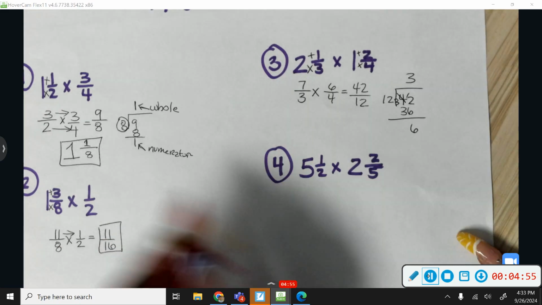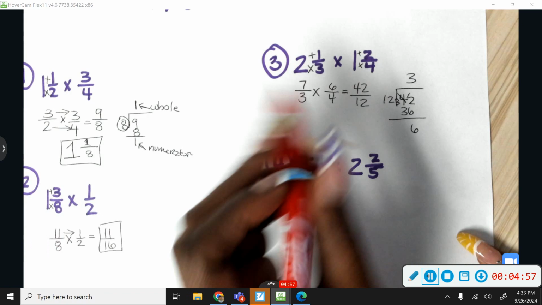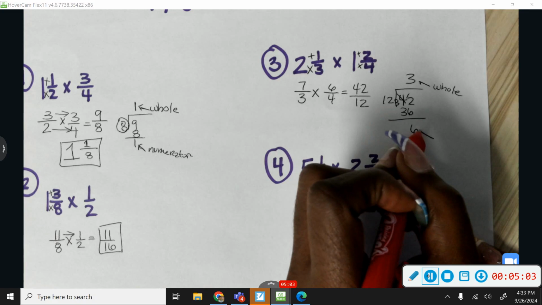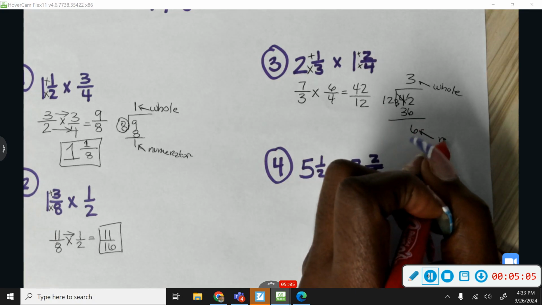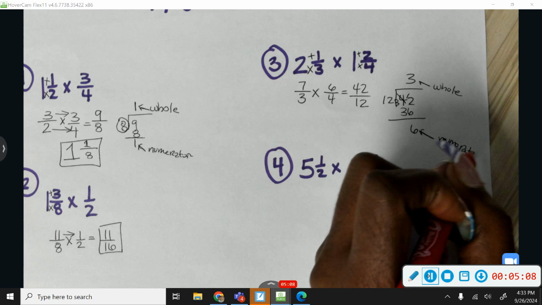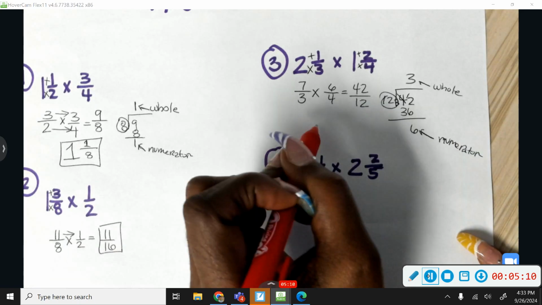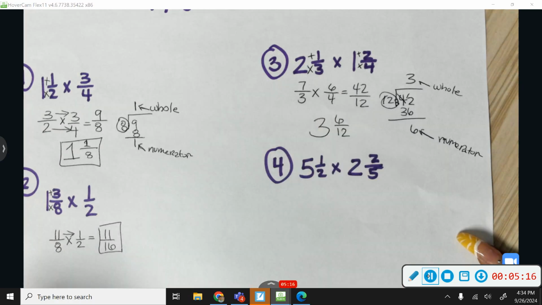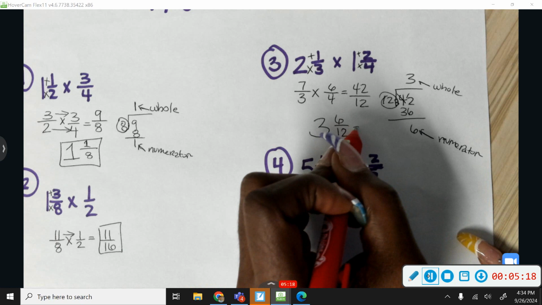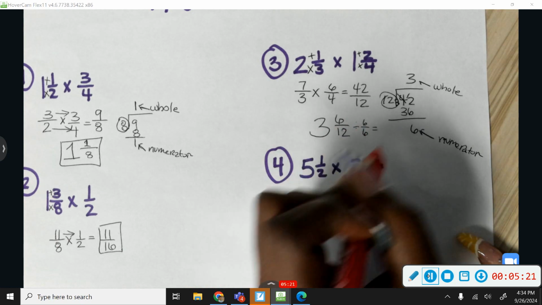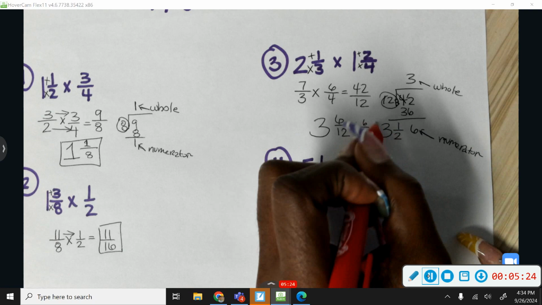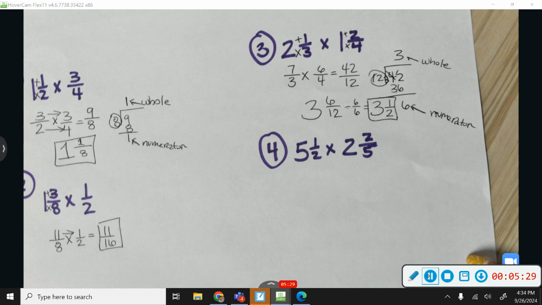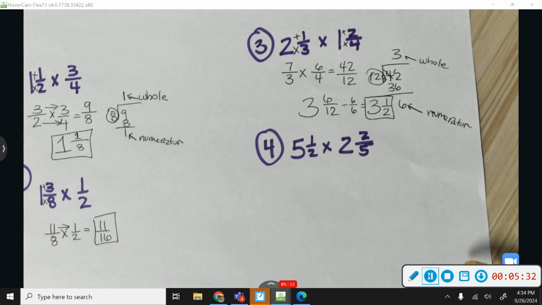So now, again, looking at my whole number, I'm going to go back over here and look. My whole number is going to be 3. My remainder is going to be my numerator. And my denominator does not change. So let's write that as a fraction. 3 is my whole number, 6 over 12. And then I can also reduce that down by 6. So in this case, I get 3 1/2. Woo! We did it. Okay, let's look at our last one, and then we'll quickly recap to make sure we understand what we're doing.